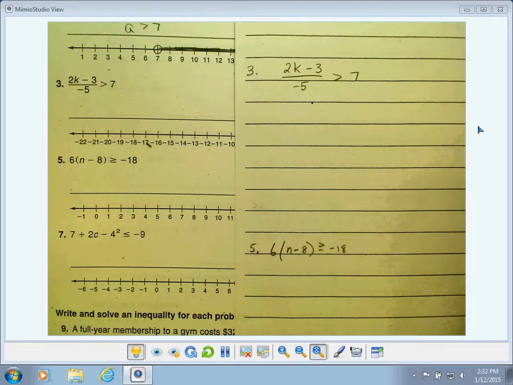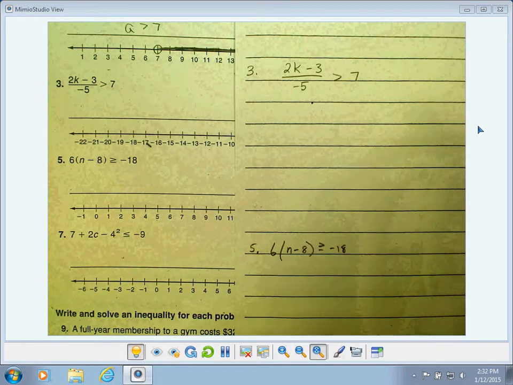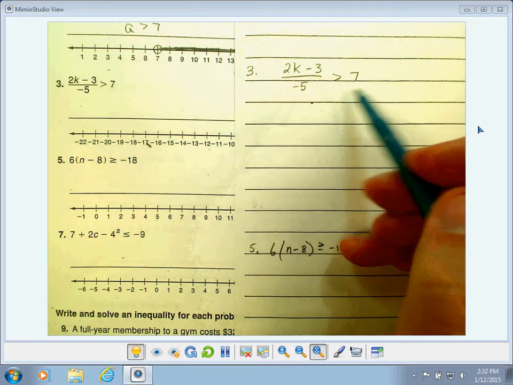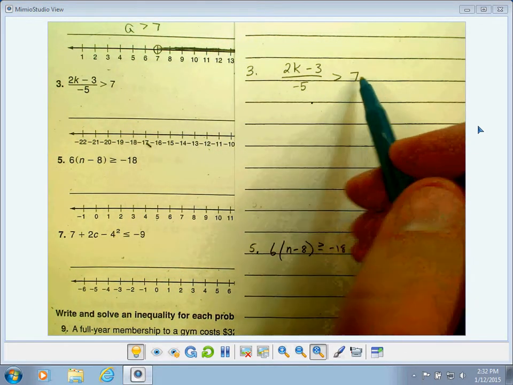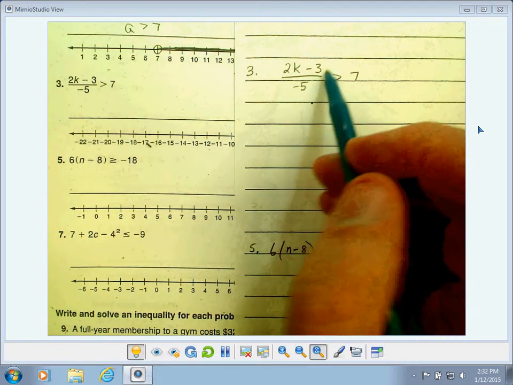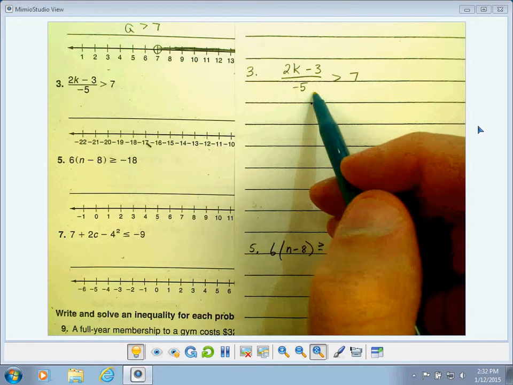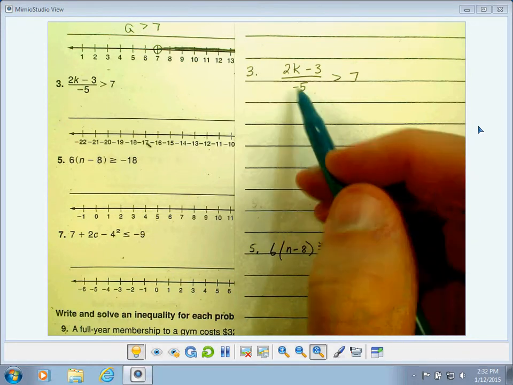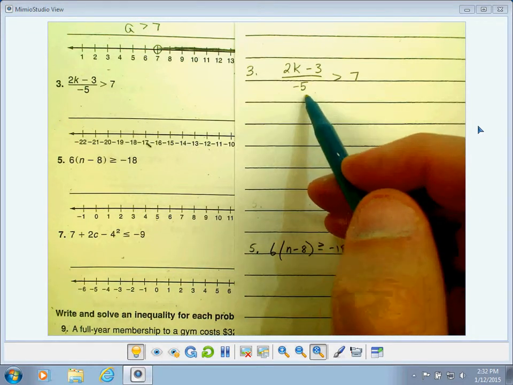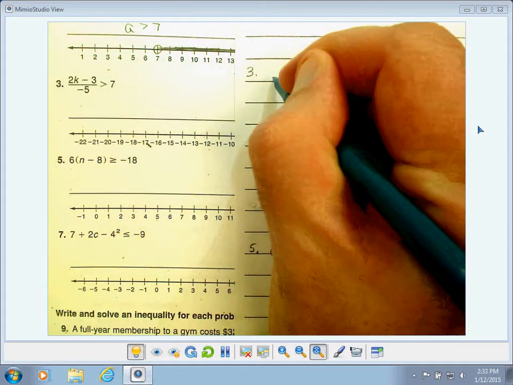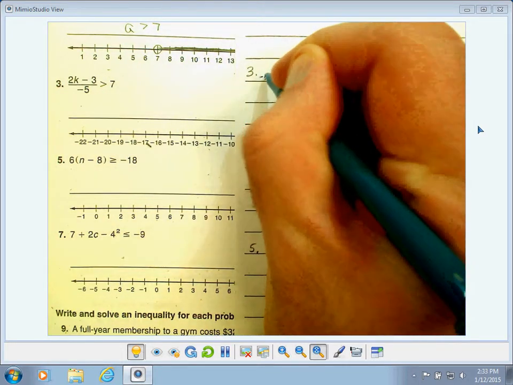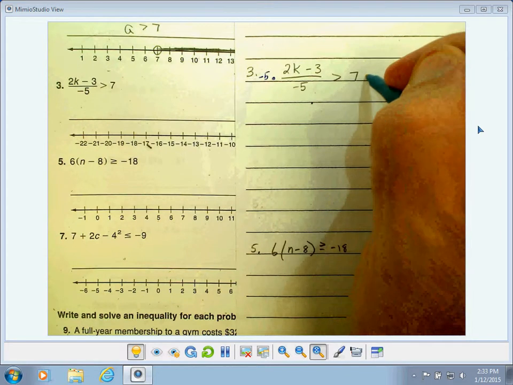Again, I look for simplifying ahead of time. Is there any distributing or combining like terms or anything like that? Again, I don't see any of that here, right? What I see is an expression that's divided by negative 5. So the thing I'd really like to do is get rid of this divide by negative 5 part first. So the first thing I'm going to do to cancel dividing is multiply by negative 5 on both sides.